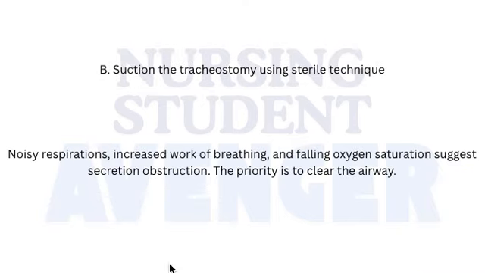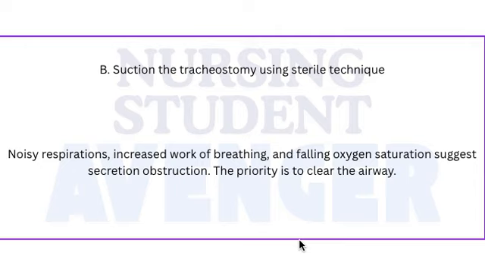Okay, this is the answer. Letter B, suction the tracheostomy using sterile technique. Noisy respiration, increased workload of breathing, and falling oxygen saturation suggest secretion obstruction because you can hear the gurgling sound in there. The priority is to clear the airway.